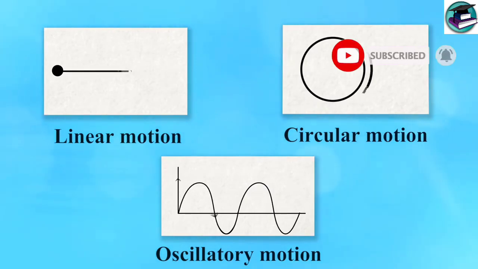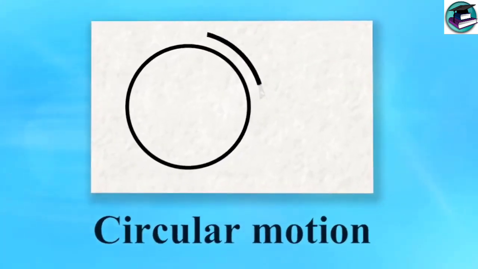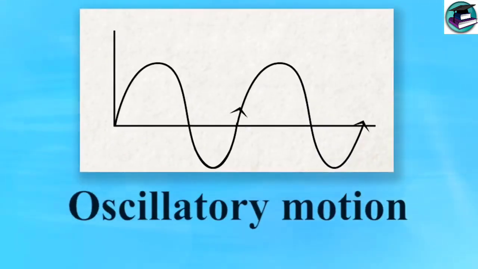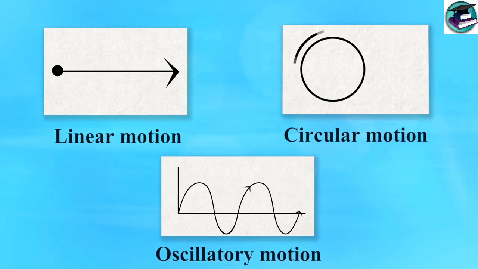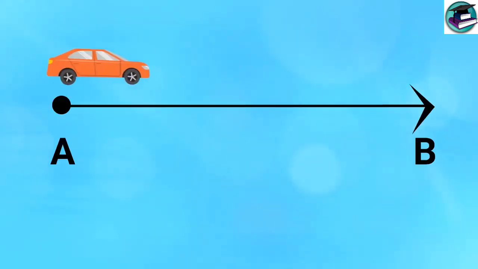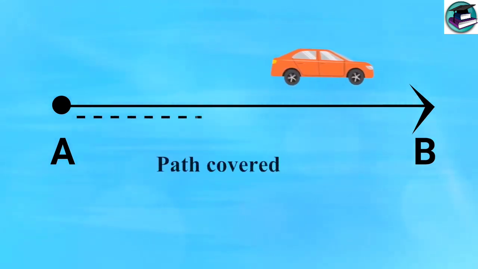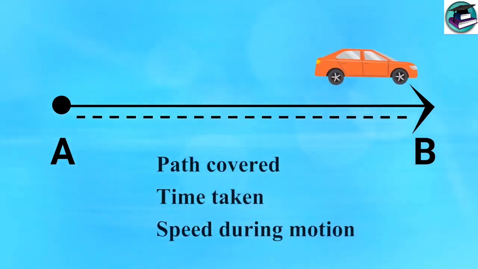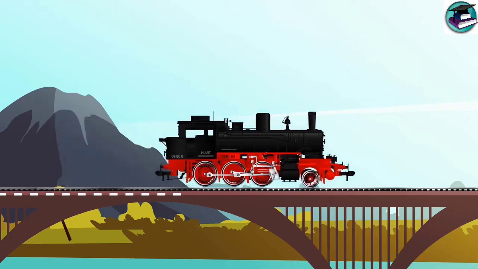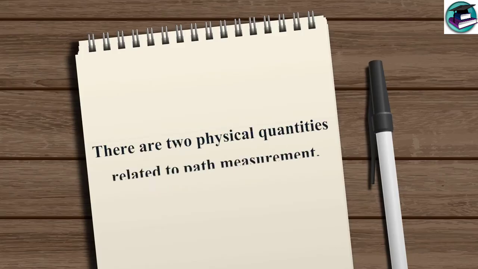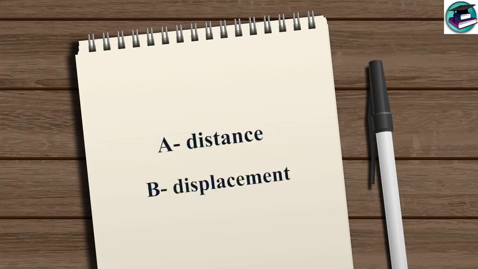Motion is of many types, like circular motion, linear motion, oscillatory motion, etc. While observing the motion of an object, we have to calculate certain parameters like path covered, time taken, and speed during motion. So, first let's discuss path measurement. There are two physical quantities related to path measurement: distance and displacement.